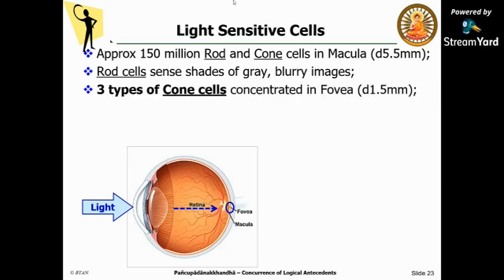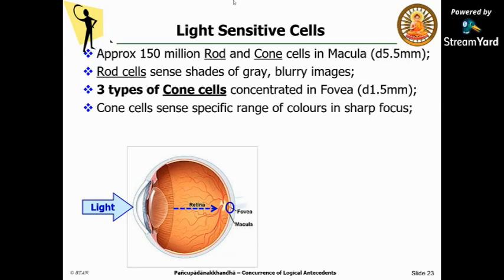But it is the cone cells. There are 3 types of cone cells. It is the cone cells that sense very sharp images. And this is concentrated in that tiny little area called the fovea, which is about 1.5 millimeter in diameter. That area called the fovea, where you have 100 cone cells that can pick up sharp color images.